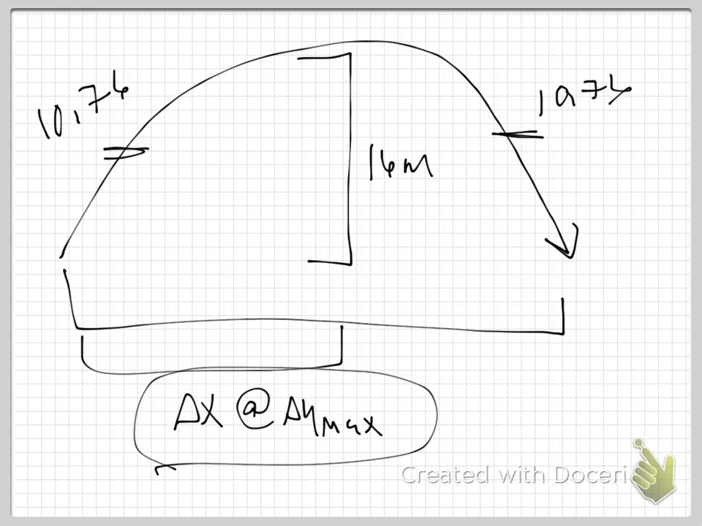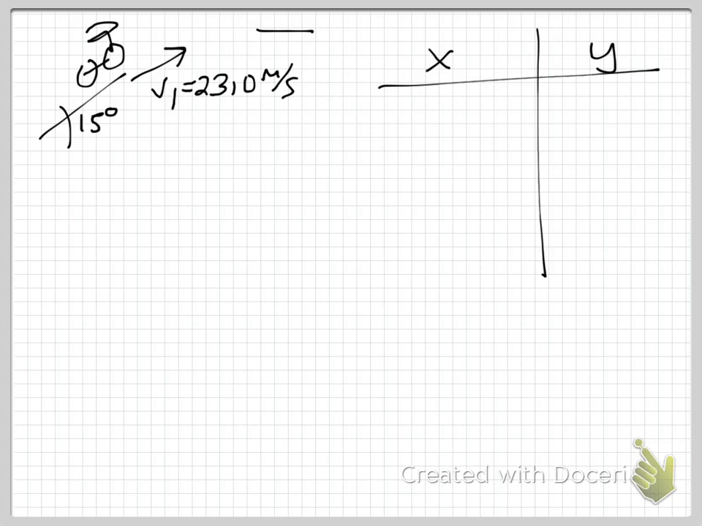Okay, questions, comments, concerns on that? Okay, so we're going to leave that aside, and let's do number 3 together. This one was actually an easier problem because I gave you VI. So you start off doing the whole listing, and you have VIX is cosine theta VI, VIY is sine theta VI.